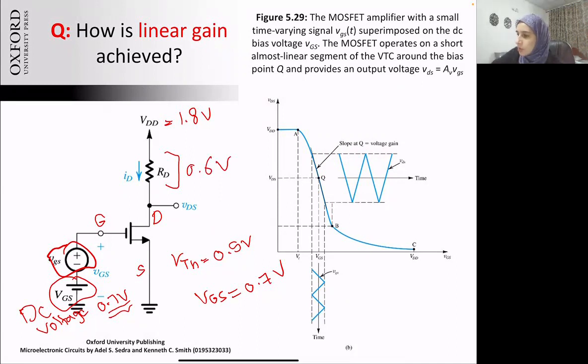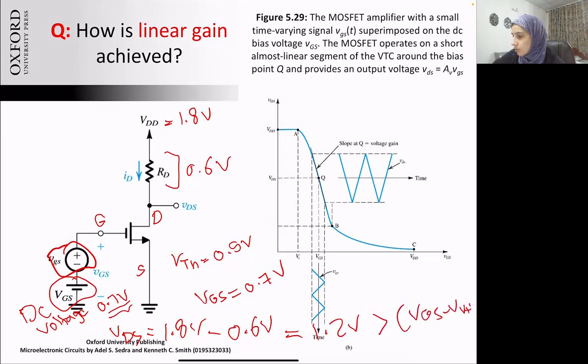So let's do the check. 1.8 volt minus 0.6 volt is equal to my VDS. Just a simple KVL, you can reach to it. And this is equal to 1.2 volt. And this is greater than VGS minus V threshold, which is basically 0.2 volt, 0.7 minus 0.5. So this amplifier is operating in the saturation region.